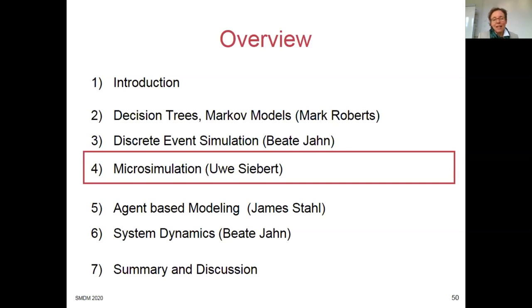If not, then Uwe has now joined us. Uwe was teaching in another course, and therefore he could not attend the meeting from the very beginning. But he will now present to you the microsimulation part. Uwe, would you like me to do the slides, or do you? I can do the slides. So if you give me the screen, then I can share my screen.